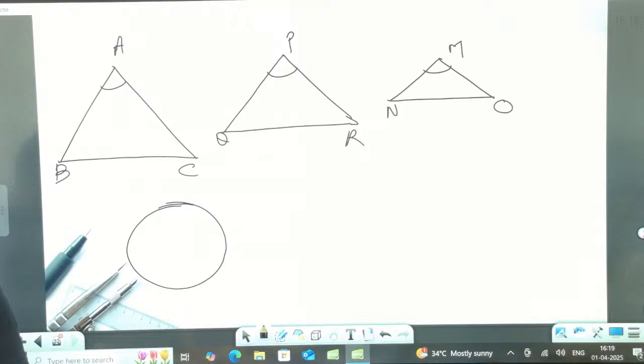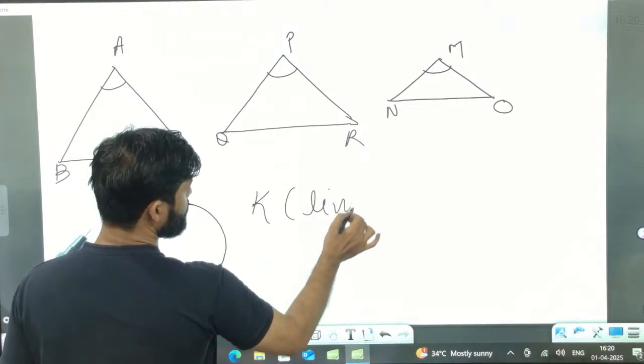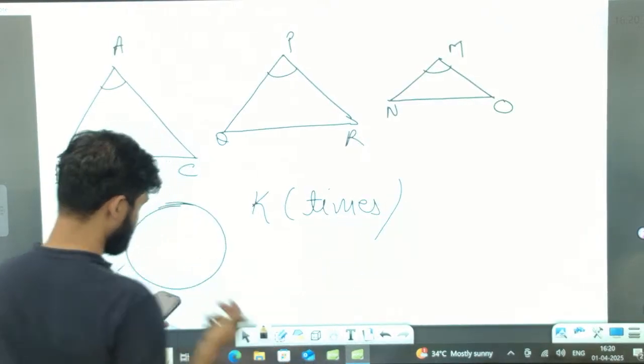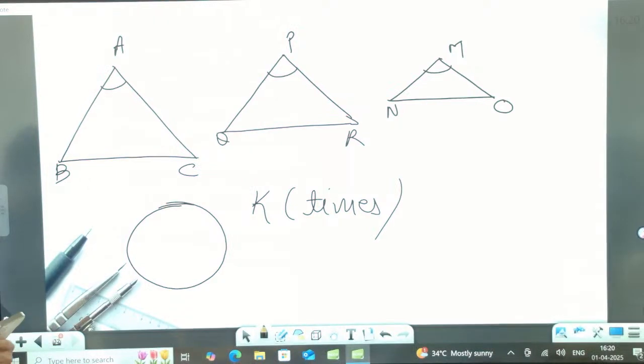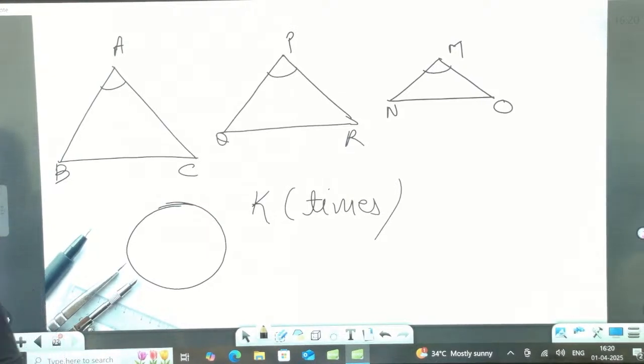If the length of the corresponding component is k times, then every corresponding length becomes k times.